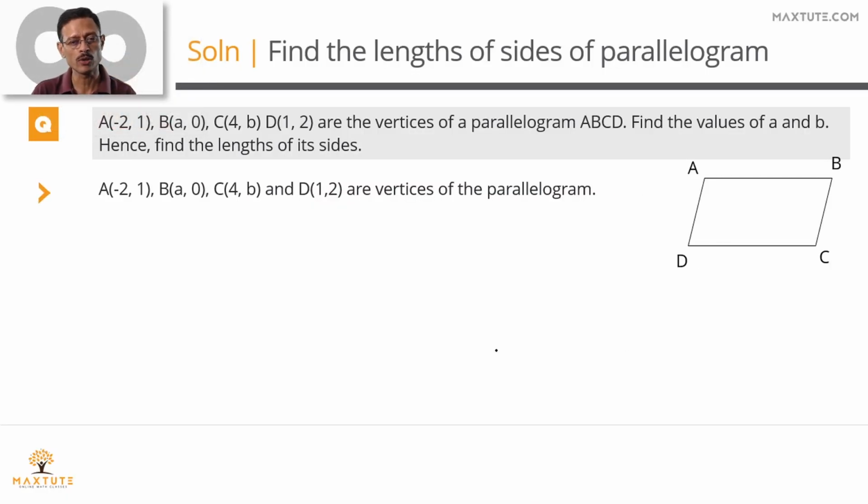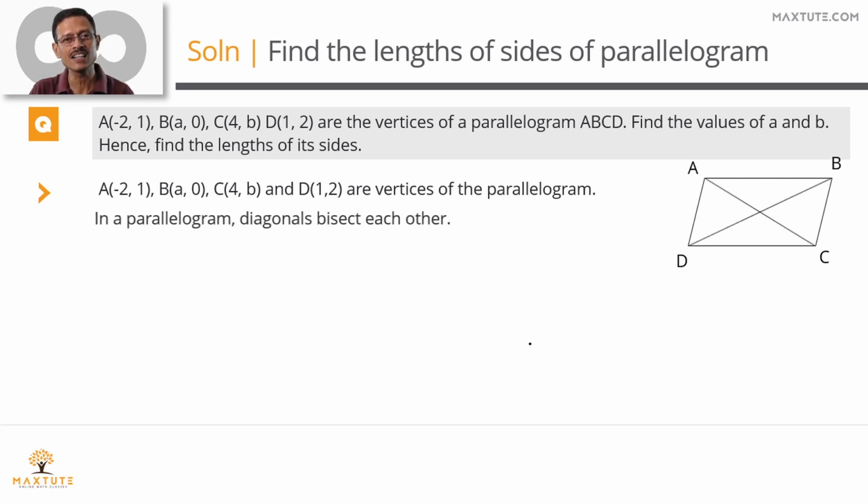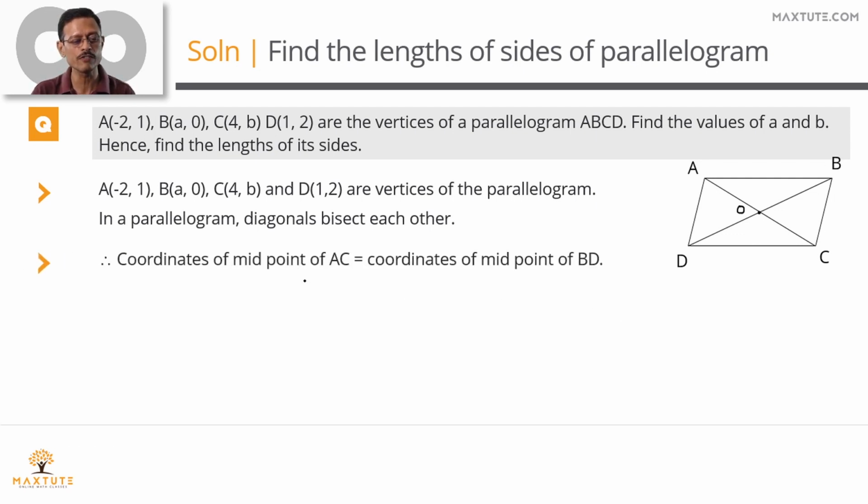ABCD is a parallelogram we are talking about. The only property of a parallelogram that you need to know to solve this question is that the diagonals of a parallelogram bisect each other. AC is a diagonal, BD is a diagonal. They meet at this point. Let's say this point is O. At point O, they bisect each other. O is essentially the midpoint of both AC and BD. So the coordinates of the midpoint of AC will be equal to the coordinates of the midpoint of BD.